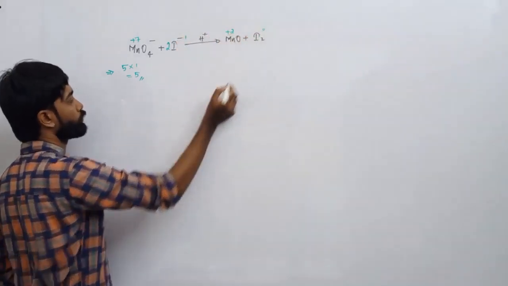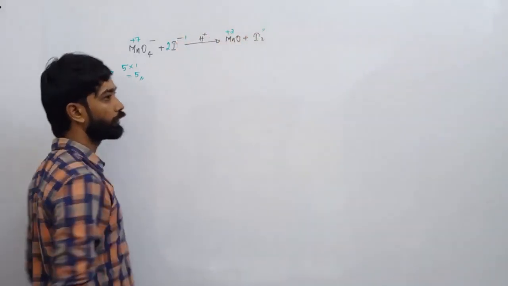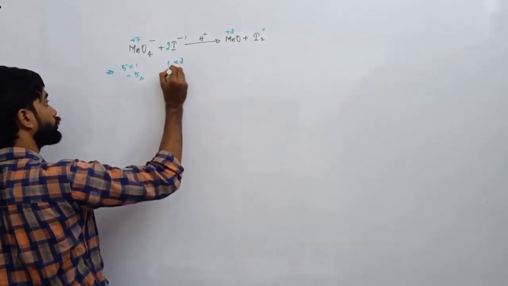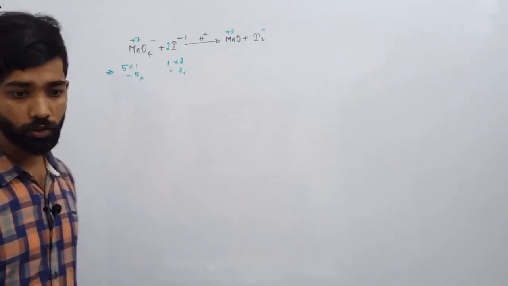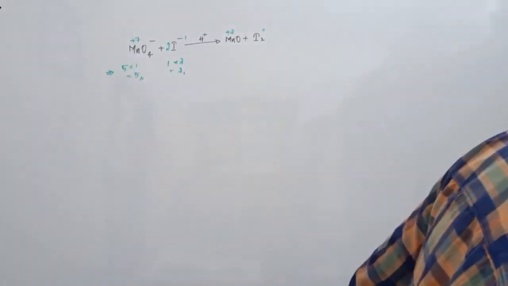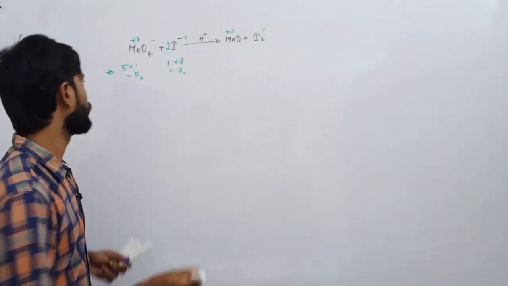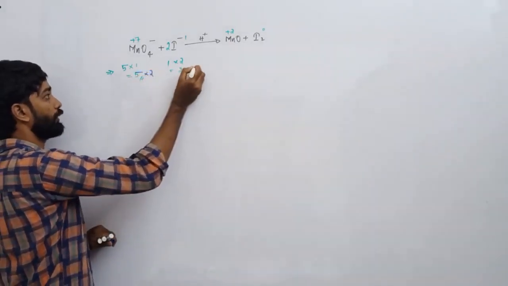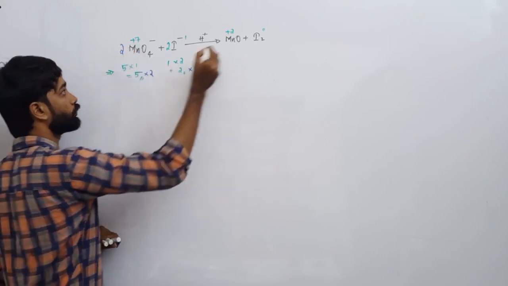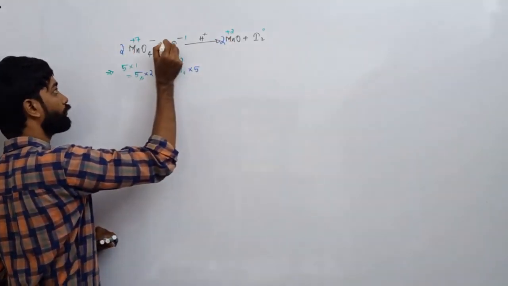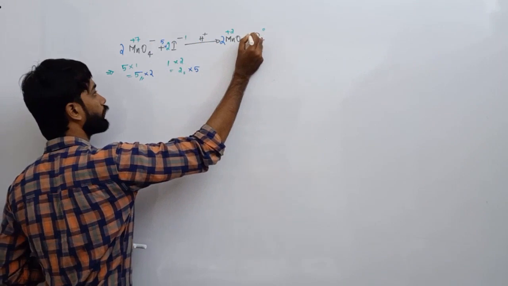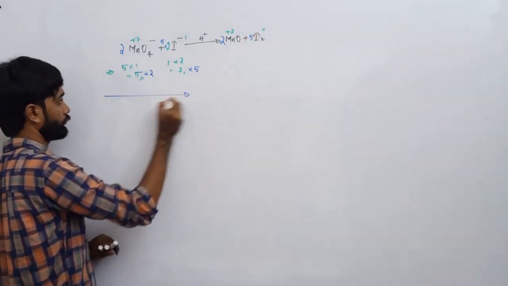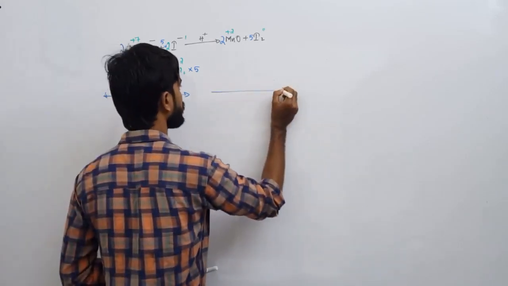Minus 1 to 0: for one atom, it lost 1 electron, but the number of such atoms is 2. So 5 electrons gained, 2 electrons lost. So you multiply here with 2 and multiply here with 5. So 2, 2, and here 5, here 5. So it is okay. What about the ionic charge?